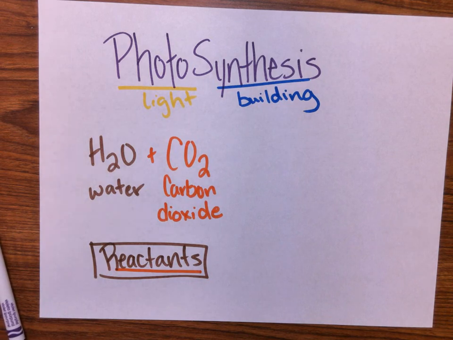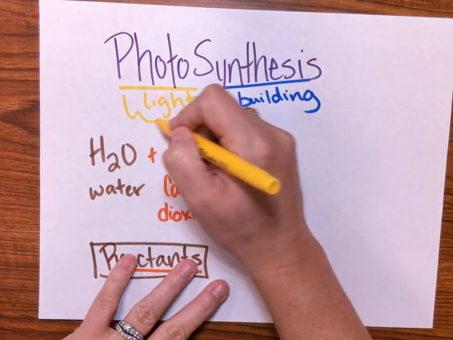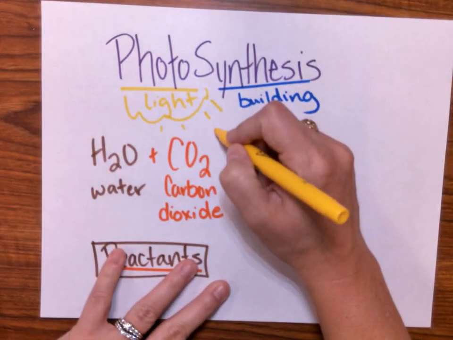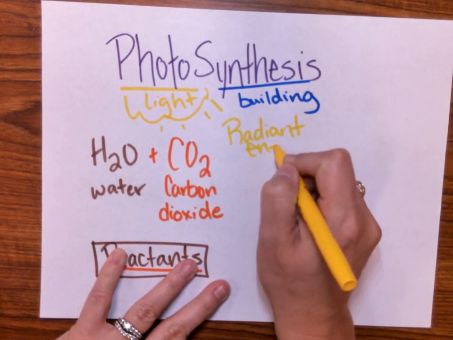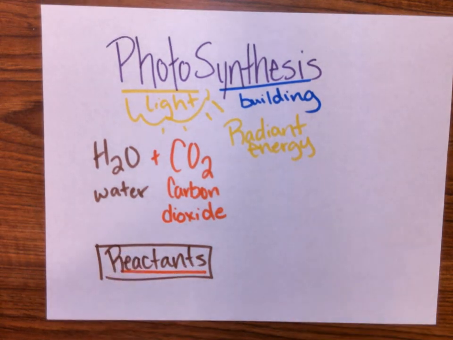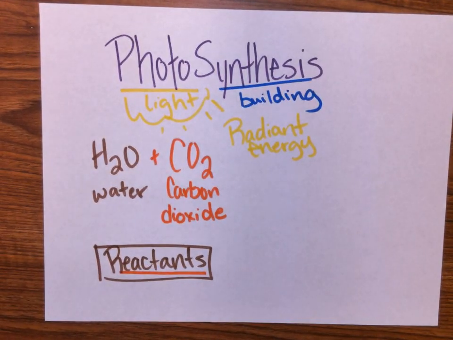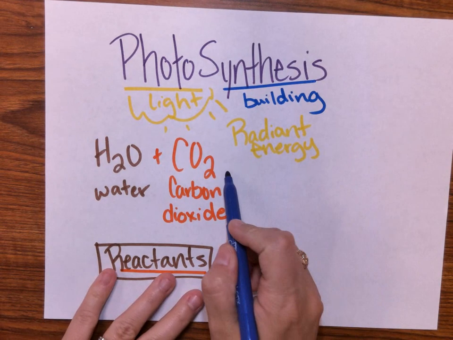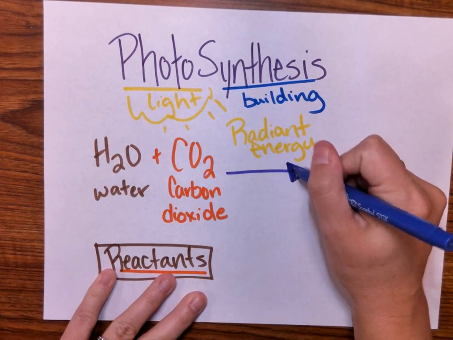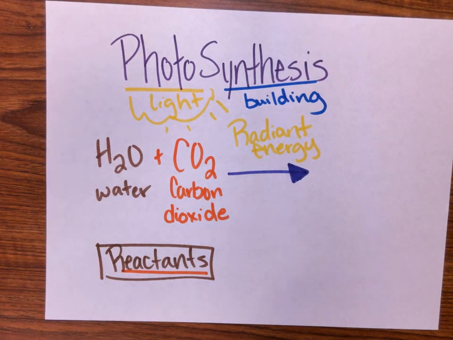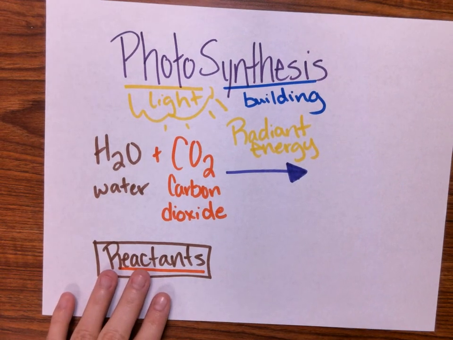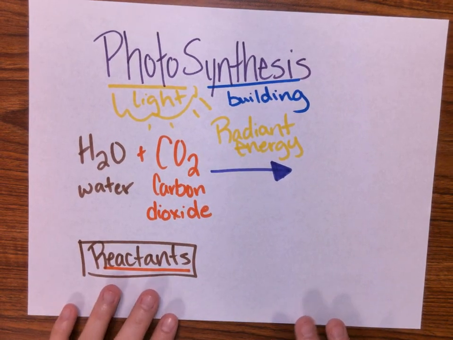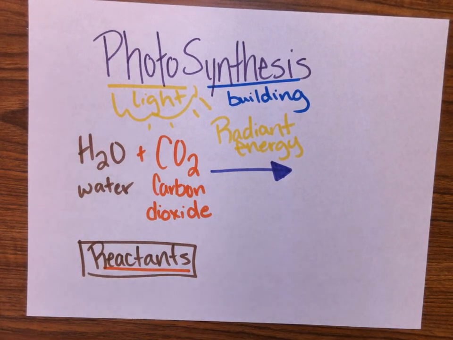Then the light comes into play from the sun in the form of radiant energy. The plant takes this radiant energy and uses it to break up the water and carbon dioxide molecules, and it makes two things. The first thing it makes is what the plant uses to grow, to reproduce, and it also uses it as an energy storage.